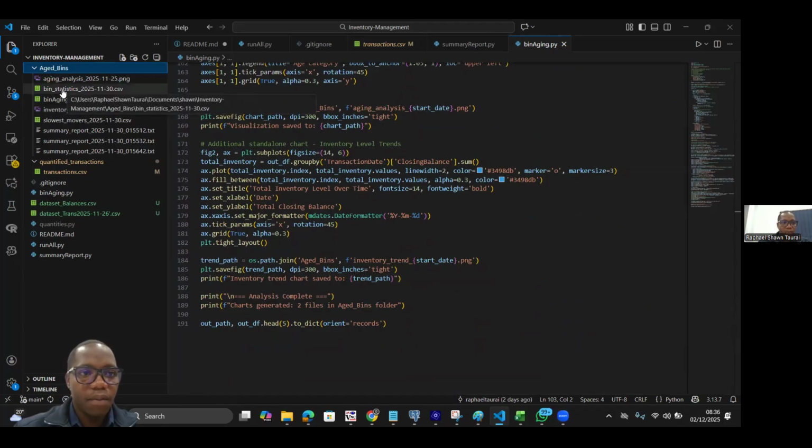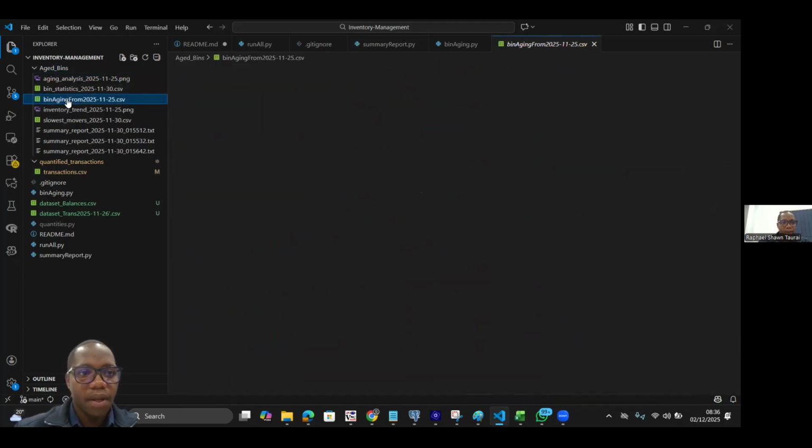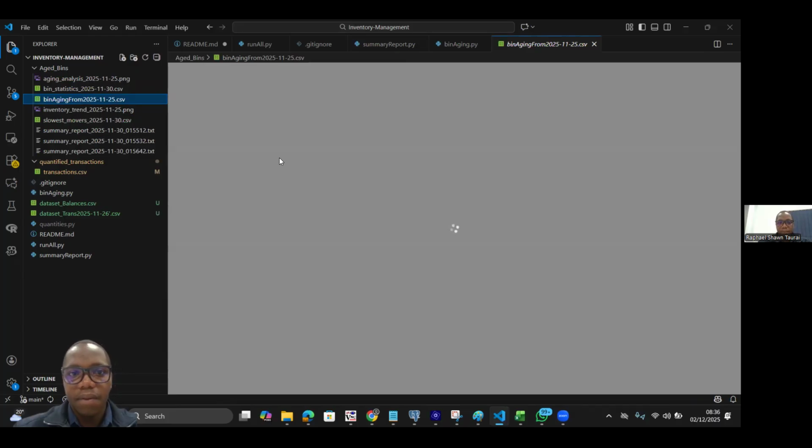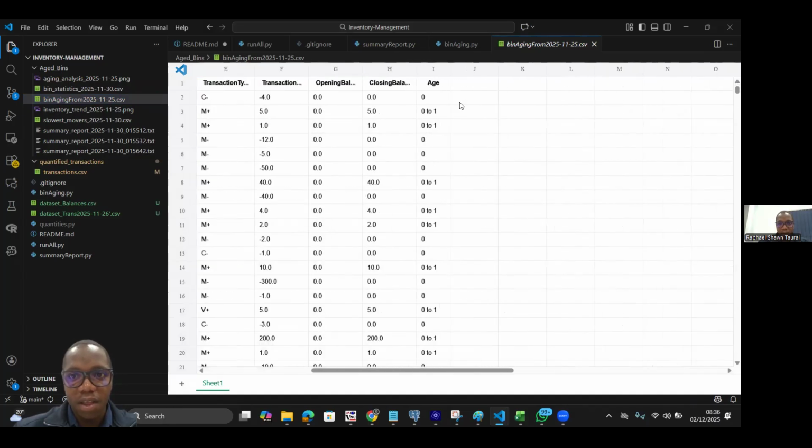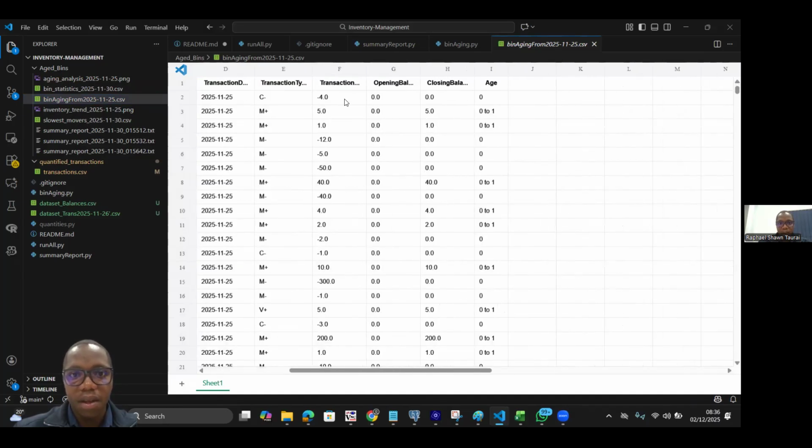Now, the output of this script would be enough detail on the inventory that we have, right? Now, this is our bin aging, it's opening. Now we have the transaction ID, we have the bin, which is the location that was affected, and then we have the product and the transaction date, the type of transaction, and the opening balance and the closing balance. And then we now know the age of this particular stock within a particular bin at a certain point in time.